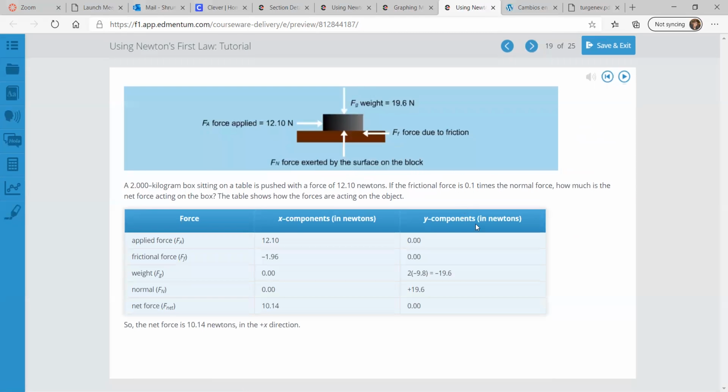So here we go. Here's an example. A 2,000 kilogram box sitting on a table is pushed with a force of 12.10 newtons. Here we go. We have a 12.10 Newton force applied from the left. If the friction force is 0.1 times the normal force, how much is the net force acting on the box? The table shows how the forces are acting on the object.